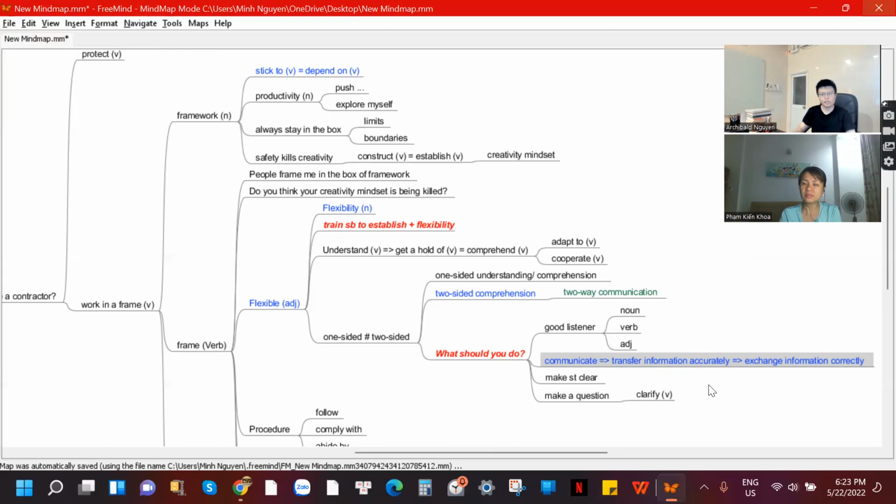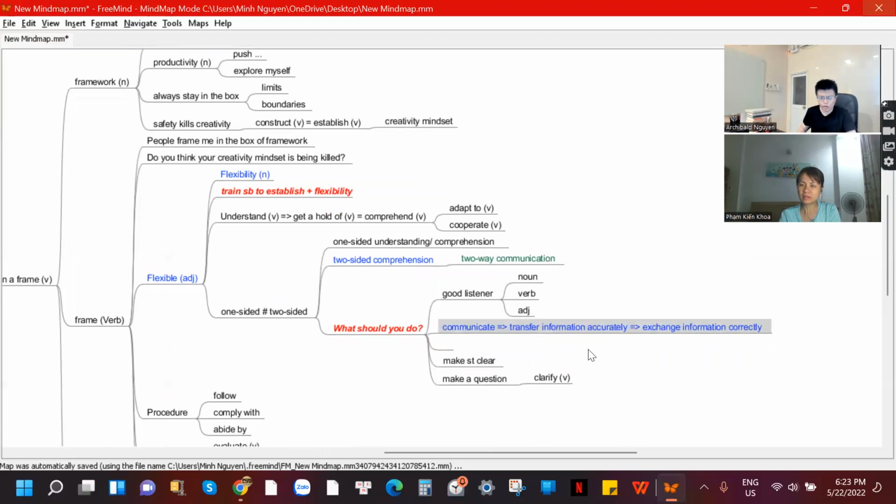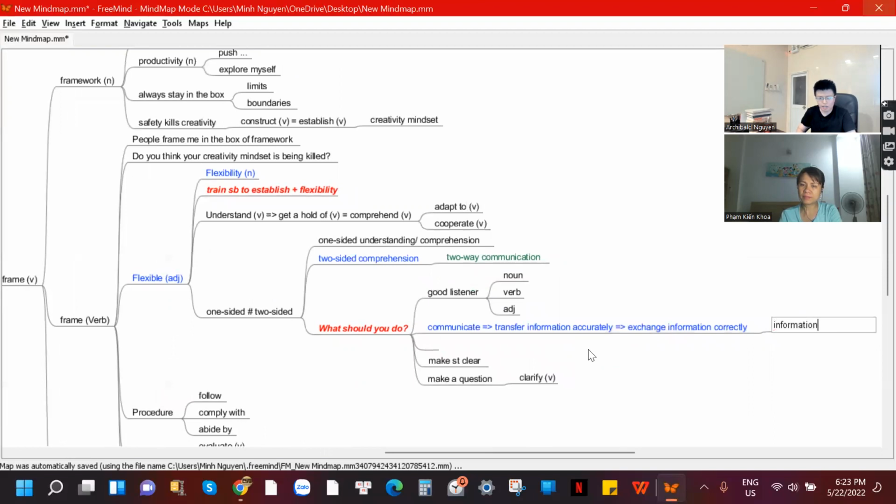Okay, that's it. So first, transfer is one-sided in the information process. We have the word information process. So if you use the word transfer information, transfer is only one-sided. I transfer it to you and that is the end of the process. But if you use the word exchange, that is two-sided.